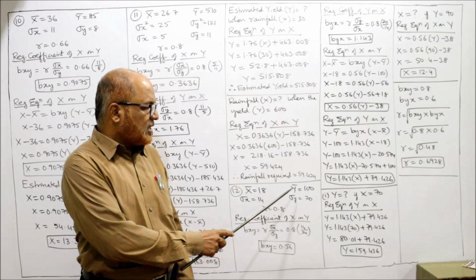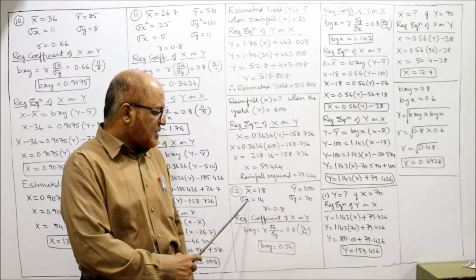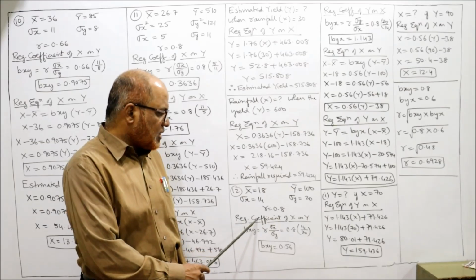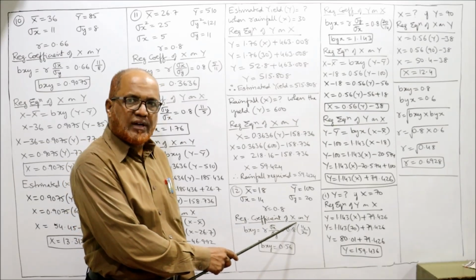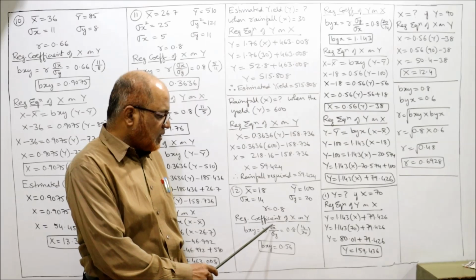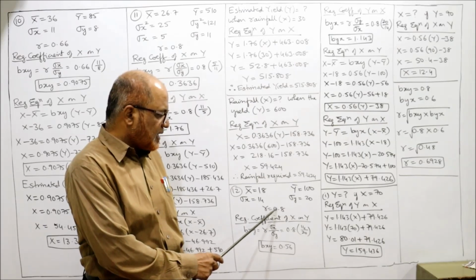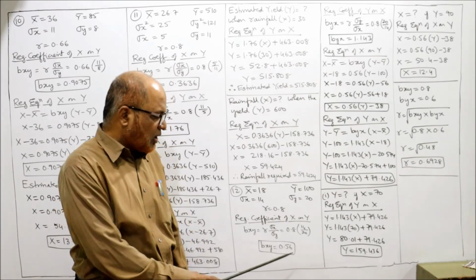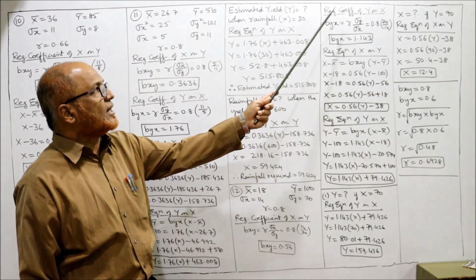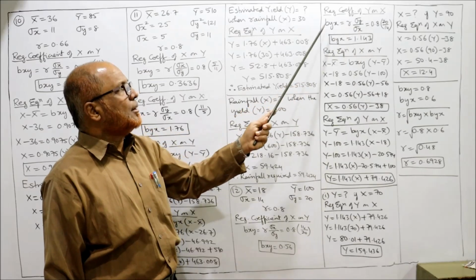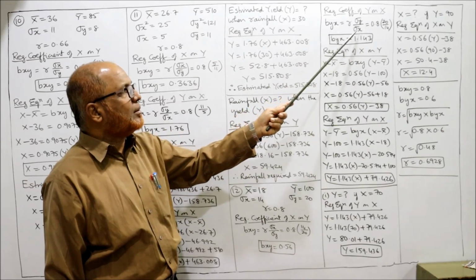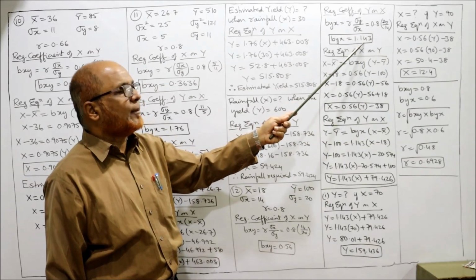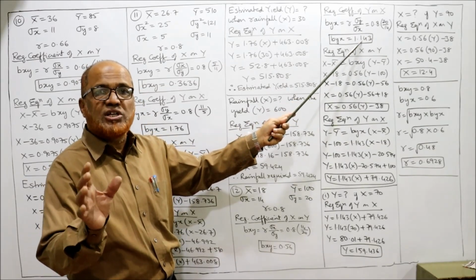X bar is equal to 18, Y bar is equal to 100 given. Sigma X is 14, sigma Y is 20, R is equal to 0.8. Now the regression coefficient of X on Y, BXY, is equal to R into sigma X by sigma Y, 0.8 into 14 by 20, we'll get 0.56. BXY we got 0.56. BYX, the regression coefficient of Y on X, is equal to R into sigma Y by sigma X, 0.8 into 20 by 14, 1.143. Both the regression coefficients we got.